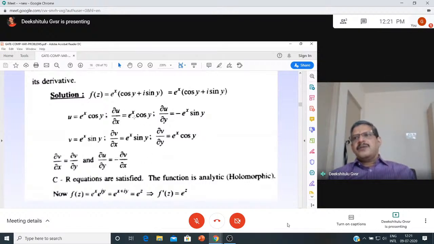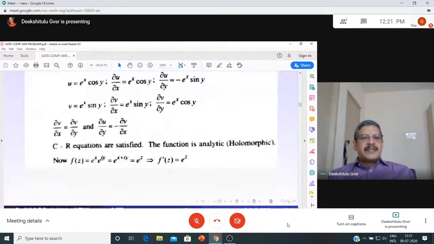e^x is always continuous and differentiable. cos x and sin x, cos y, sin y are always continuous and differentiable. So all the four partial derivatives of order 1 are continuous, and the CR equations are satisfied. So the function is analytic.